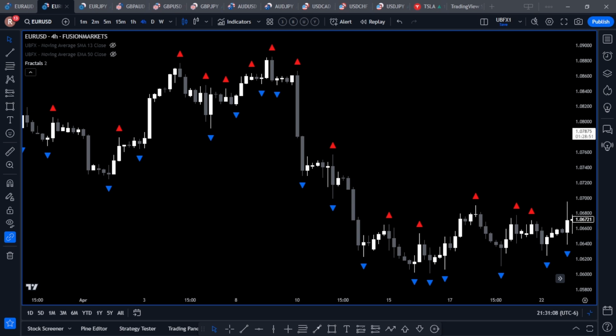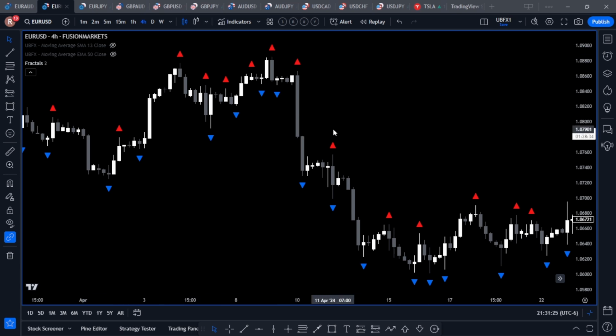Now the fractal that I have is a TradingView indicator. It is also a MetaTrader indicator. It is developed by Bill Williams. So that's what we're looking for, the Bill Williams or the Williams fractal. Now the default fractal is 5, so I'm going to apply that to the chart.